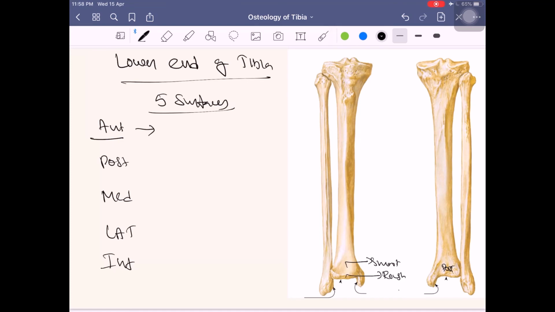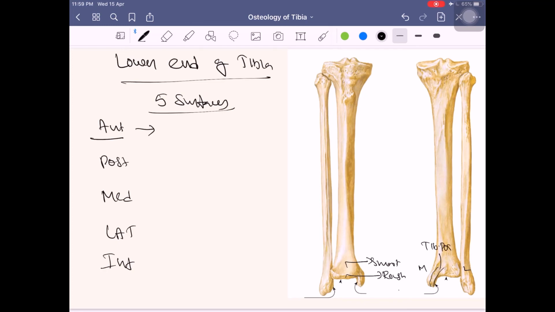Same thing if you look at the posterior surface. The posterior surface, you see the medial part of it. This is your medial side, this is your lateral side. In the medial part, you see there is a groove. This groove is made by the tendon of tibialis posterior. So on the posterior surface you will find a groove for the tibialis posterior tendon.